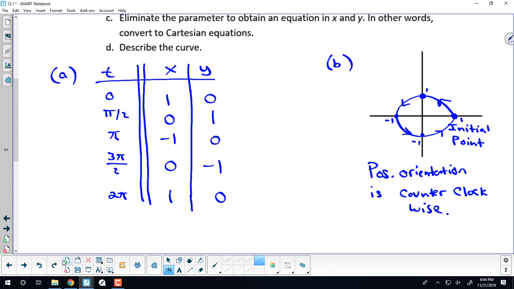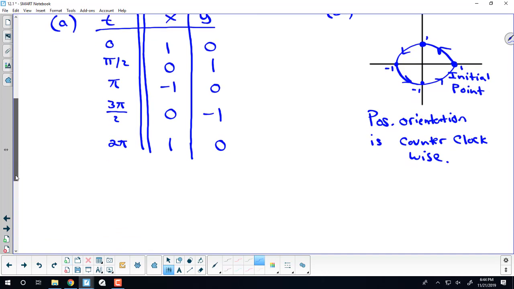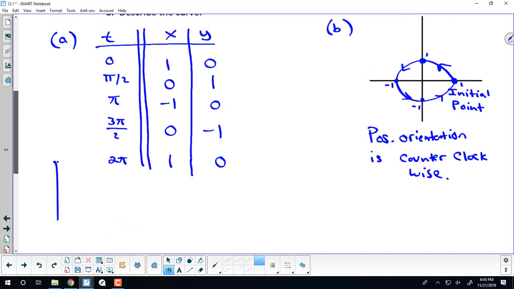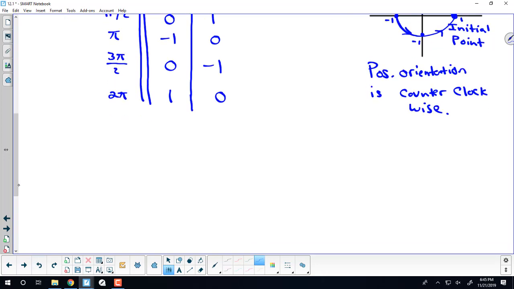Okay, eliminate the parameter to obtain an equation in x and y. In other words, convert to a Cartesian equation. So our parametric equations, rather, are this.